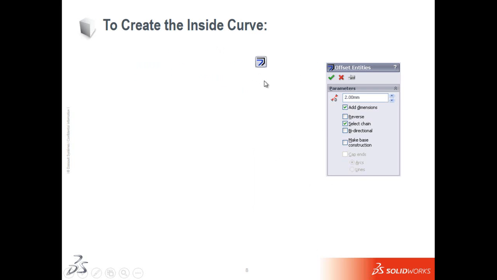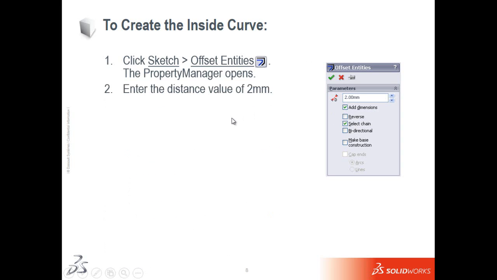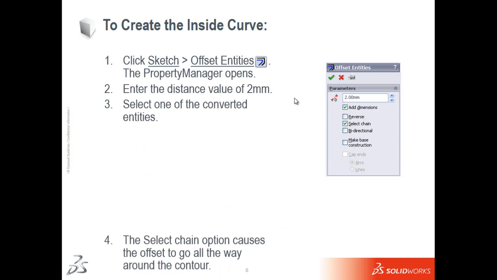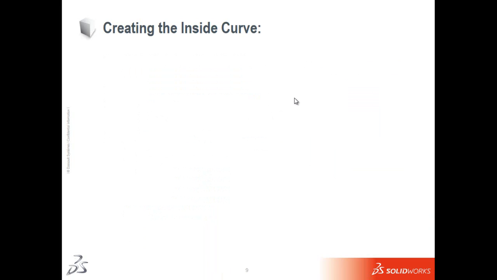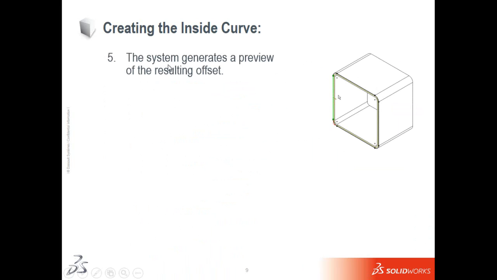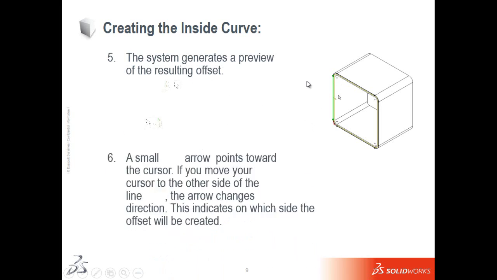To create the inside curve, click Sketch, Offset Entities, and the Property Manager opens. This is the Offset Entities Property Manager. You'll set the dimensions and then you'll either reverse it for inside or outside. Another distance value of 2 millimeters. Select one of the converted entities. The select chain option causes the offset to go all the way around the contour, creating the inside curve. The system generates a preview of the resulting offset. So it shows you this is the offset.